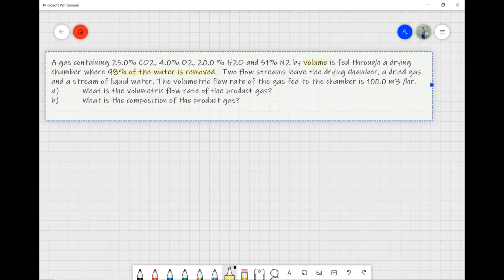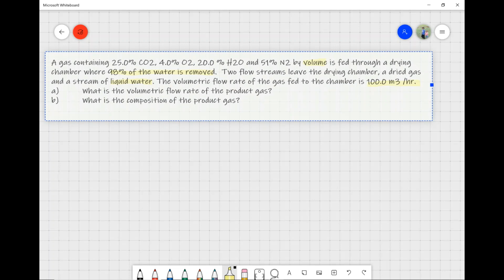So now we have two flow streams leave the drying chamber, dried gas and a stream of liquid water. And this is interesting. It's liquid. So there's some things we don't know that we would need to know to figure out this stream. The volumetric flow rate of the gas is fed to the chamber at 100 cubic meters per hour. All right, so now we have a volumetric flow rate.